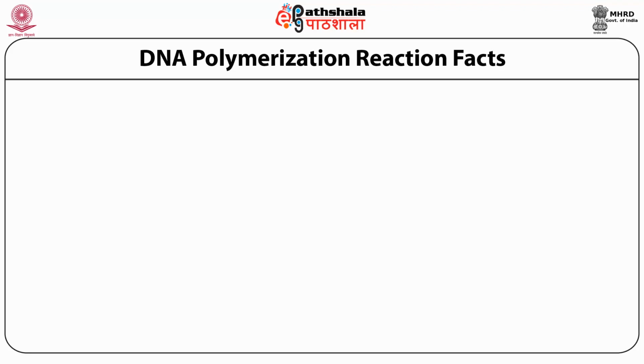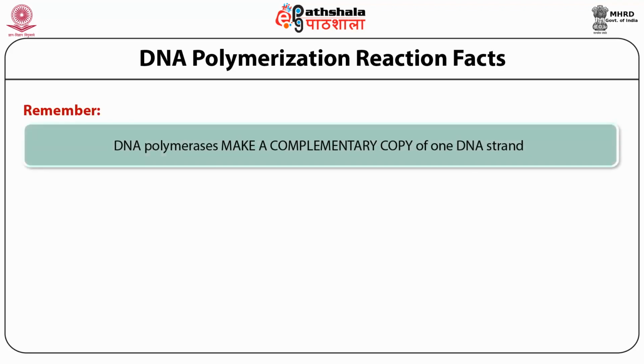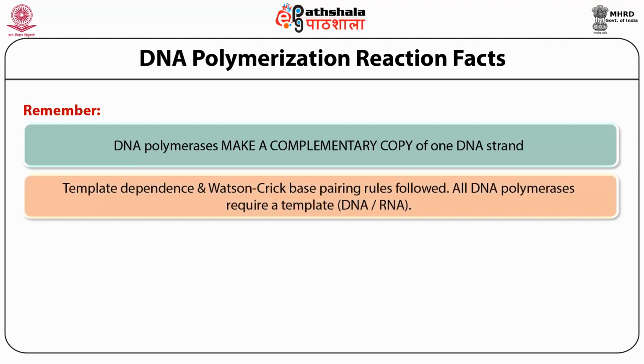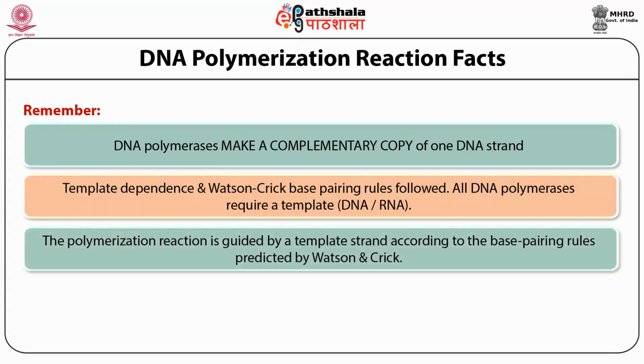DNA polymerization reaction facts. Remember, DNA polymerase makes a complementary copy of one DNA strand. Its template dependence and Watson-Crick base pairing rules are always followed. All DNA polymerases require a template DNA or RNA. The polymerization reaction is guided by a template strand according to the base pairing rules predicted by Watson and Crick.